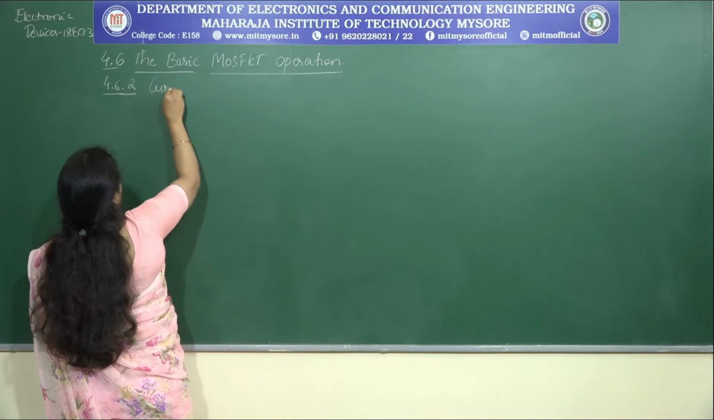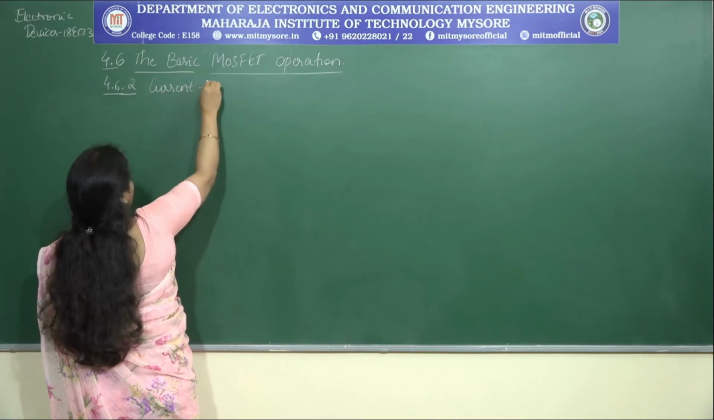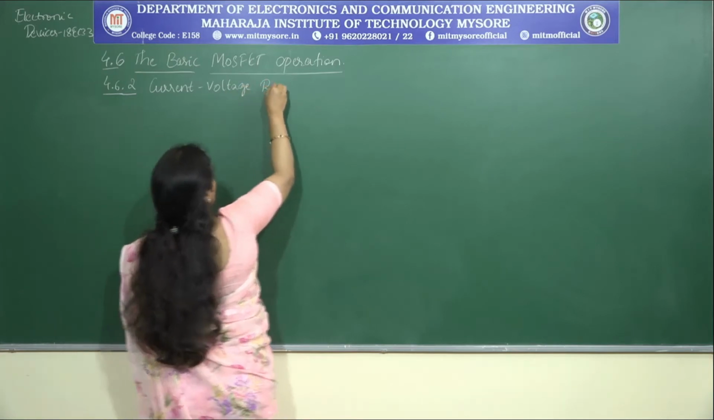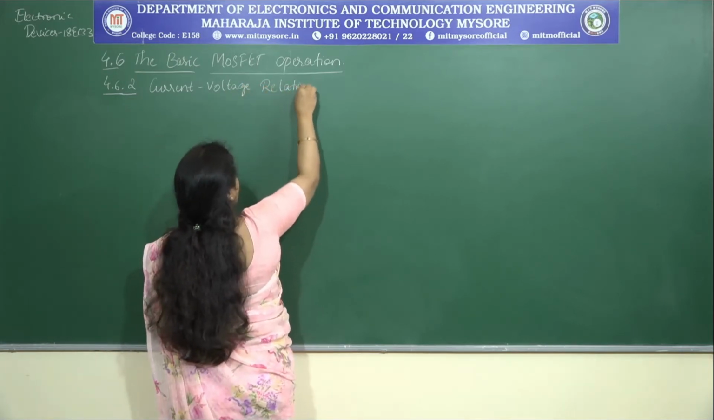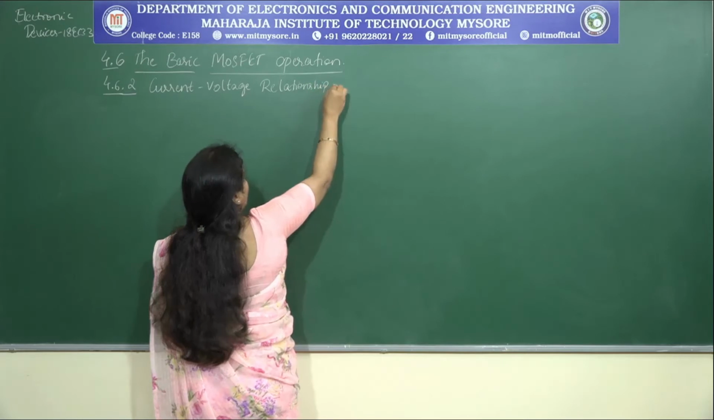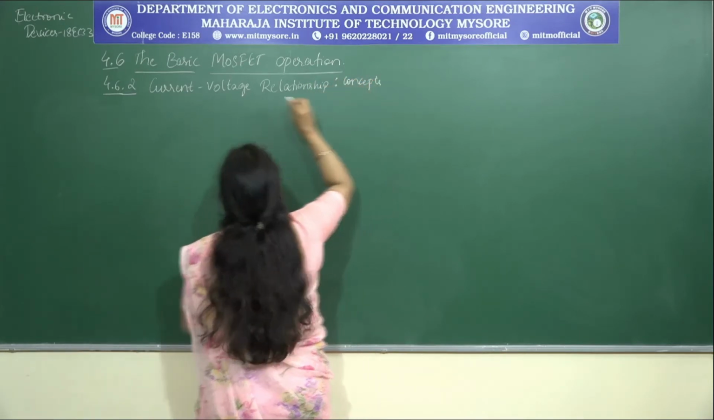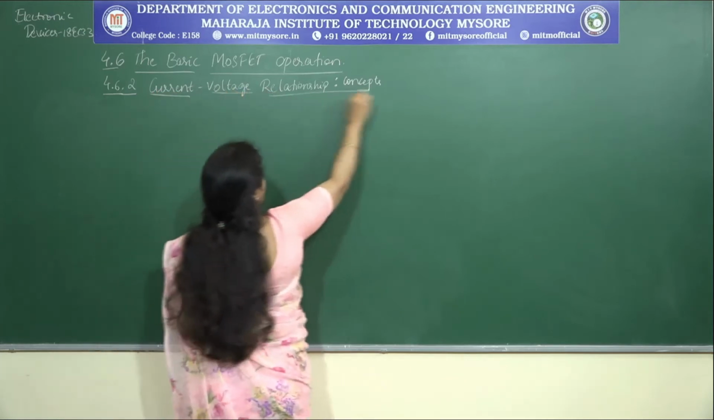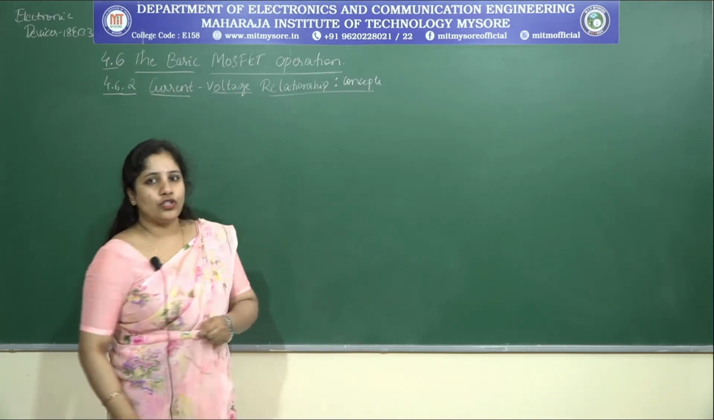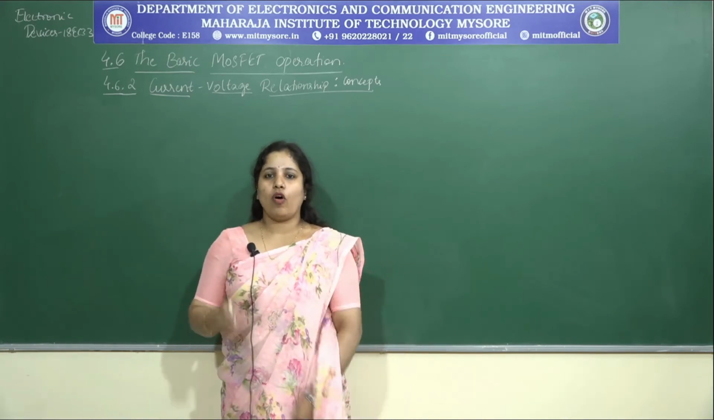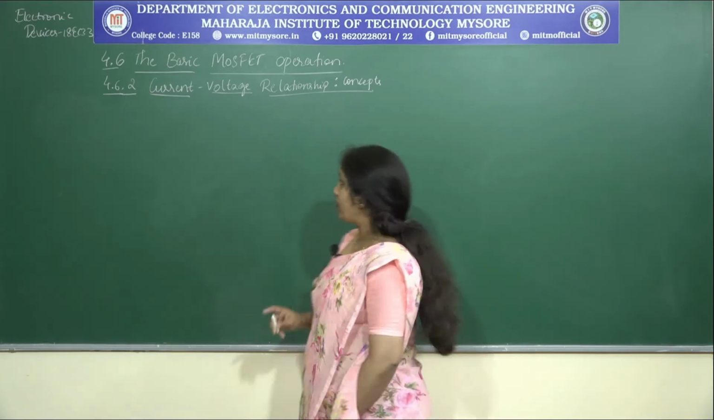So the second topic is current-voltage relationship. Here we are looking just into the concepts of how these currents and voltages are related, and for which 2 kinds we are considering. It is the enhancement type of N channel and the depletion type.